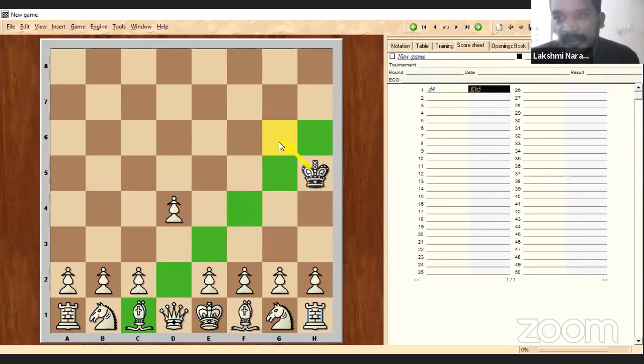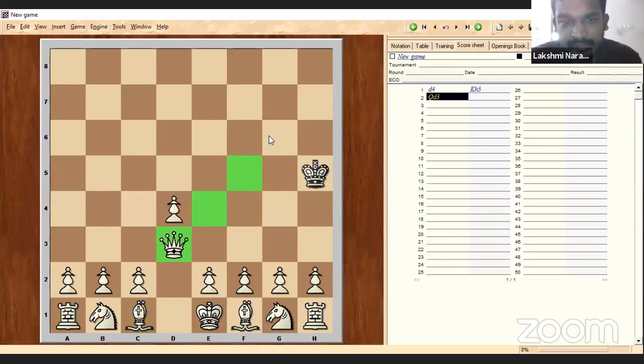So this is called piece coordination. So how can we do that? We can move the queen to d3. So once we move the queen to d3, we can see how we can coordinate the pieces. Okay, I will explain again.